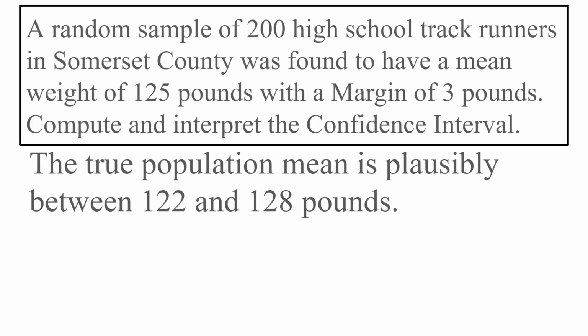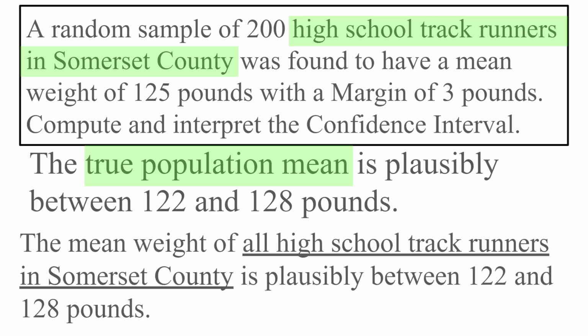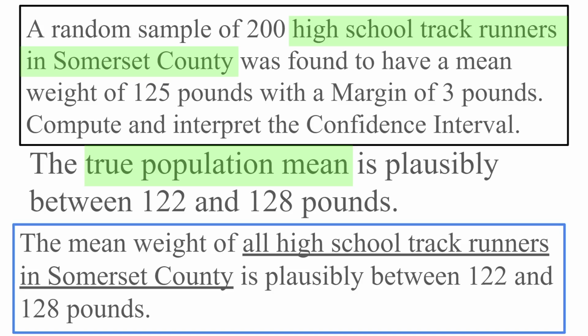So the true population mean is plausibly between 122 and 128 pounds. And we need to now replace true population mean with whatever the population mean is in the context. So we're going to remember, the population is all high school track runners. So it's the mean weight of all high school track runners in Somerset County. I just word for word copy that part about the population from the question. Is plausibly between 122 and 128 pounds.